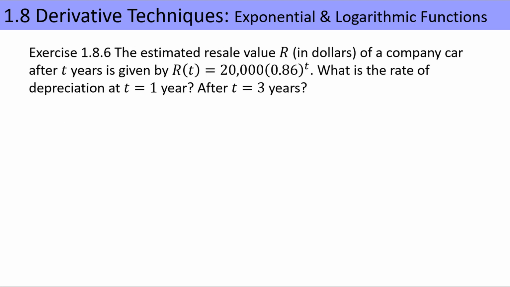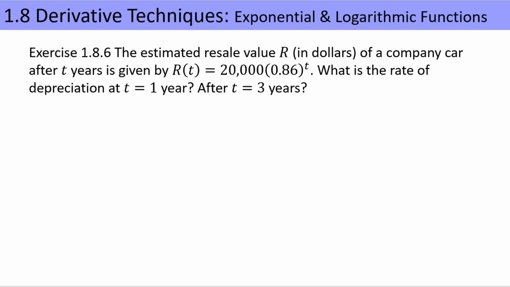Example 1.8.6. The estimated resale value R in dollars of a company car after t years is given by the function R of t equals 20,000 times the quantity 0.86 to the power of t. What is the rate of depreciation at t equals 1 year and after t equals 3 years? Note, rate of depreciation means you are looking for a rate of change, and rate of change tells you that you are looking for the derivative.